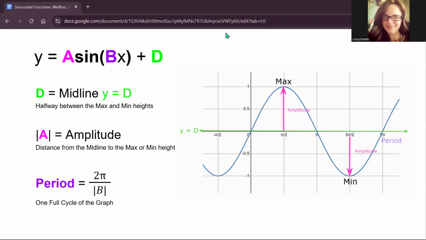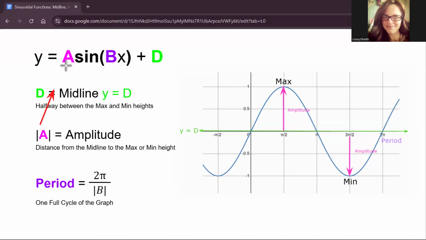Welcome to our session on sinusoidal functions, midline, amplitude, and period. We've got our function y equals a times sine of bx plus d. Let's start with the midline. Y equals d. The midline is halfway between the maximum height and the minimum height.